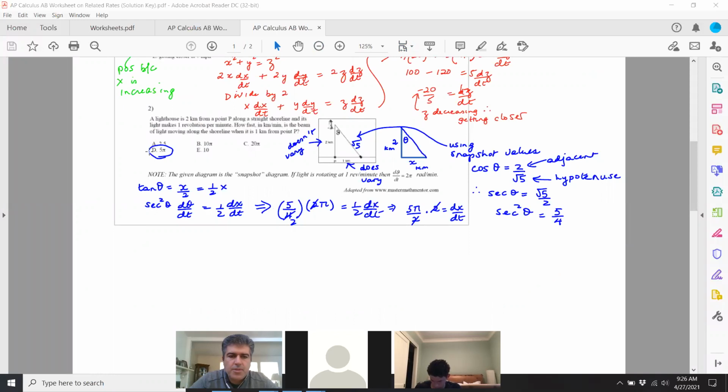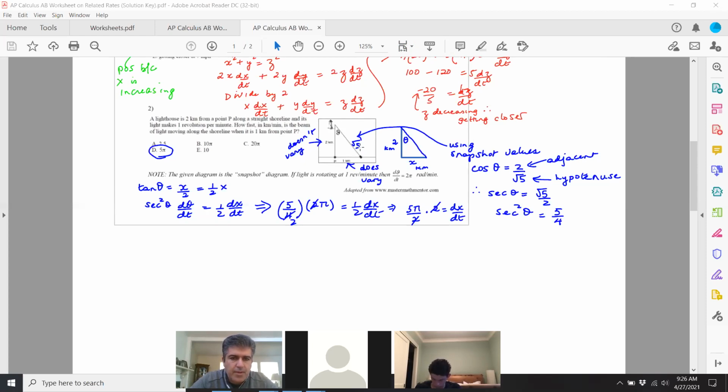Okay, so the answer is D for number 2. They're asking how fast, in kilometers per minute, a beam of light is moving along the shoreline when it's 1 kilometer from point P. That does vary the horizontal leg, but the lighthouse and P don't change. So they're trying to solve for the hypotenuse here.